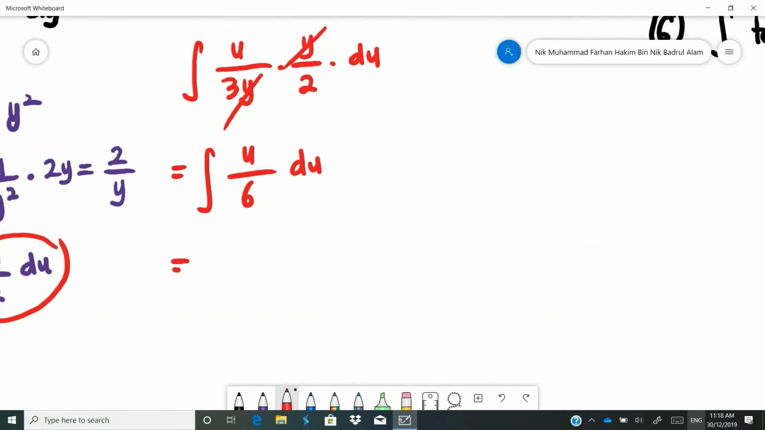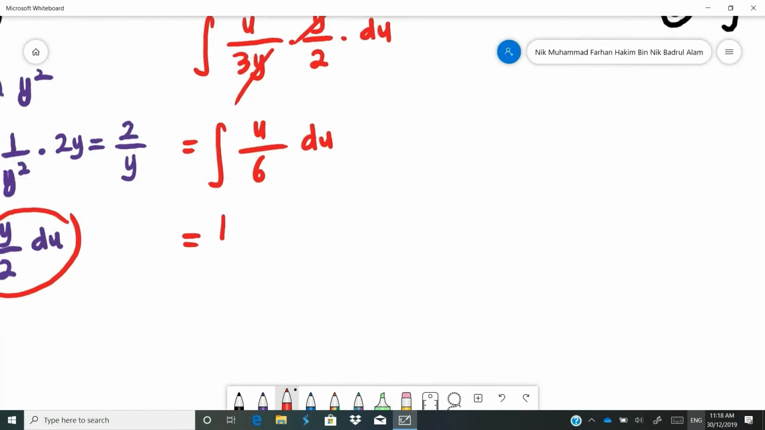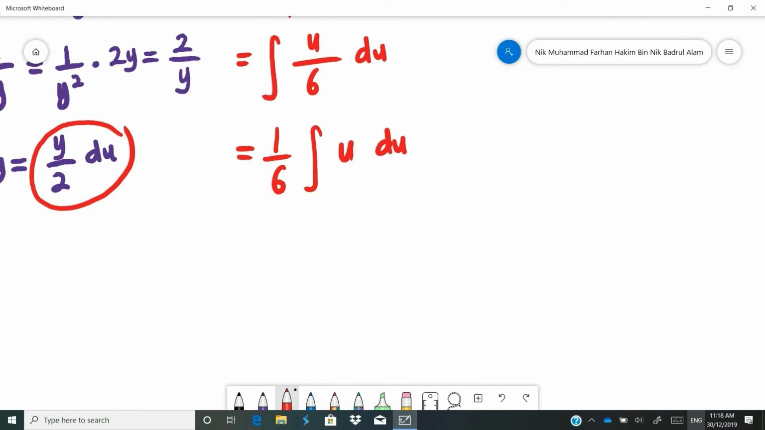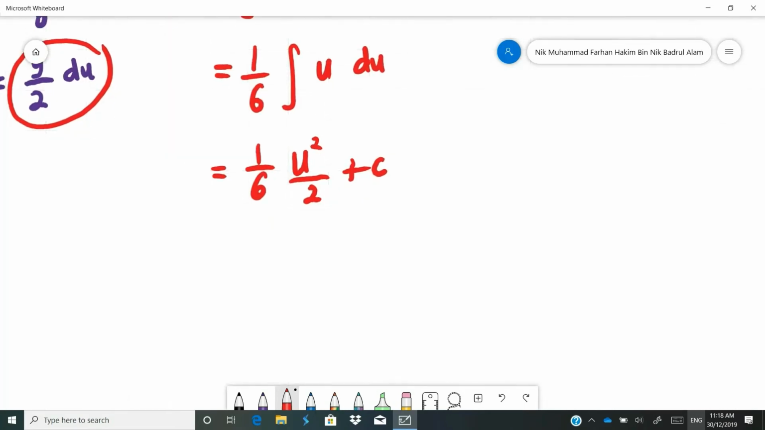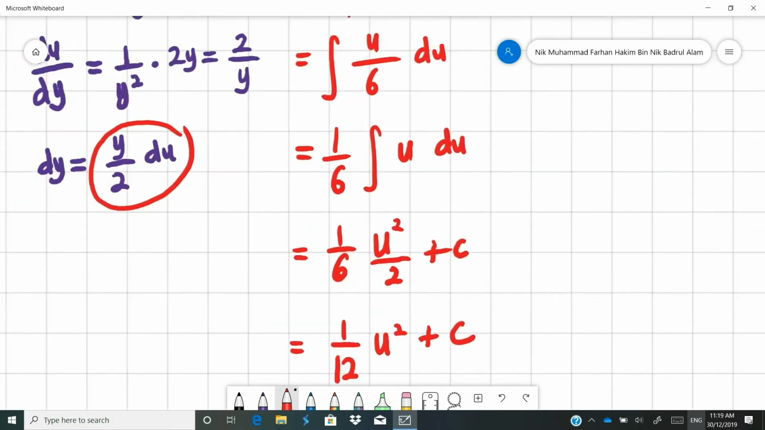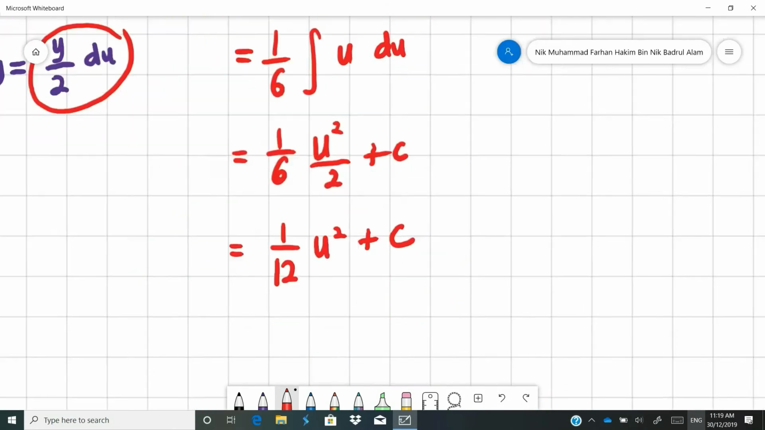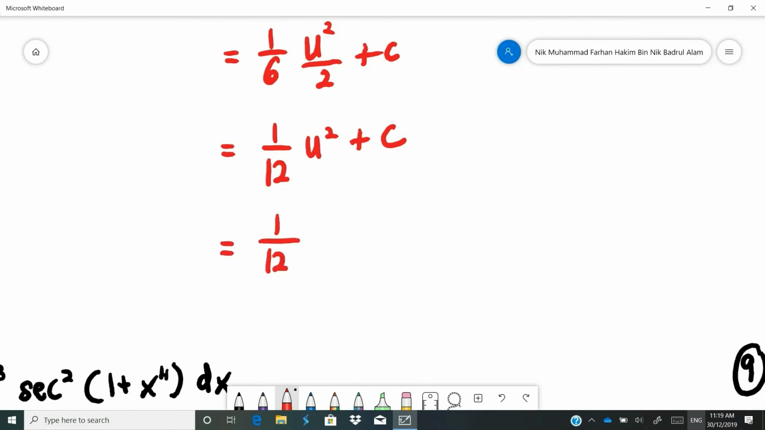Like in mathematics, sometimes you have to try and error, try and try again until you get the answer. As long as you get the answer, you can keep trying. If you don't get the answer, don't keep trying the same thing; I mean, you change to some alternative. So in this case, it will be 1 over 6, and then you'll get u squared over 2 plus c. You simplify this, you get 1 over 12 u squared plus c. U is given by ln y square, so it will become 1 over 12 times ln y square, squared, plus c. Please bear in mind, don't multiply this square with the square on y to become ln y to the power 4.